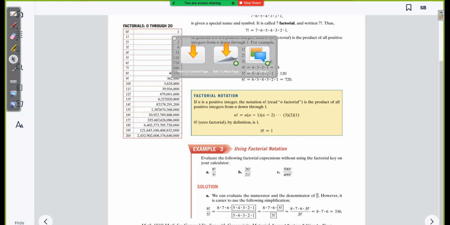Okay, and this specifically says evaluate the following factorial expressions without using the factorial key on your calculator. Now, many of you probably don't have the factorial key on your calculator, and that's fine. If you have it, it'd be easier, but if you don't, it's still pretty easy, and we'll see why in a moment. So let's start with A to really show why and how it would be easier.